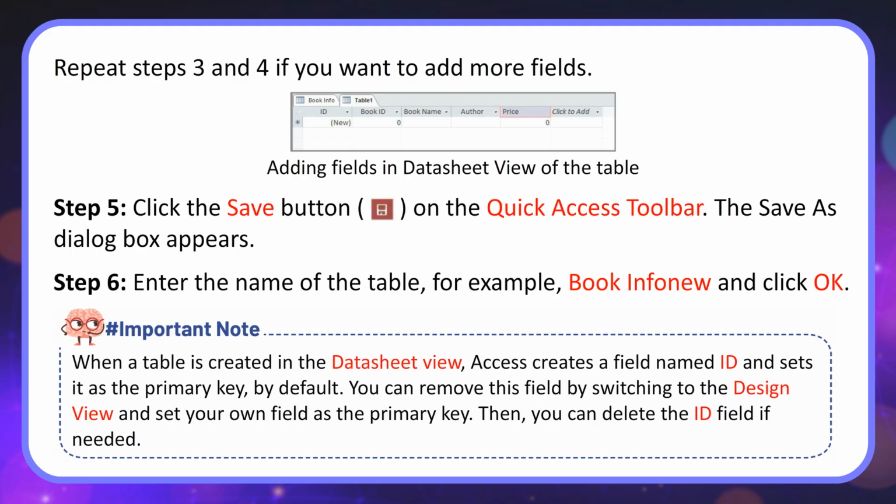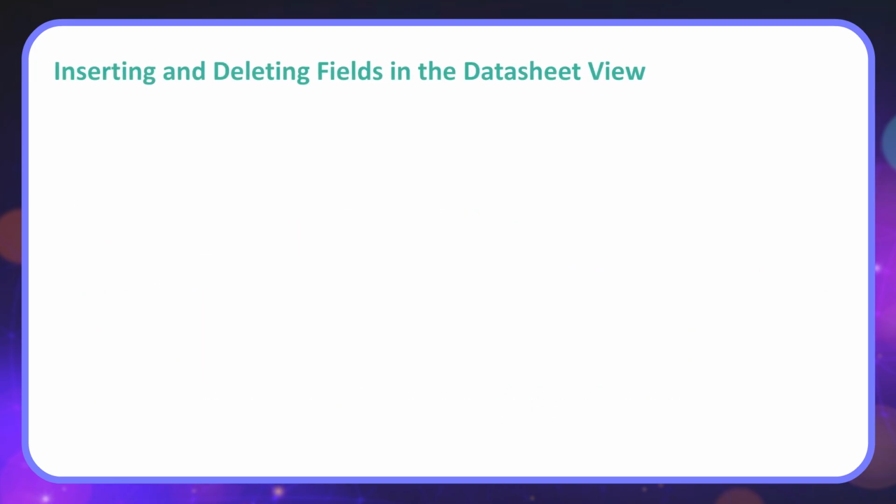Important note: when a table is created in the Datasheet view, Access creates a field named ID and sets it as the primary key by default. You can remove this field by switching to the Design view and setting your own field as the primary key. Then, you can delete the ID field if needed.